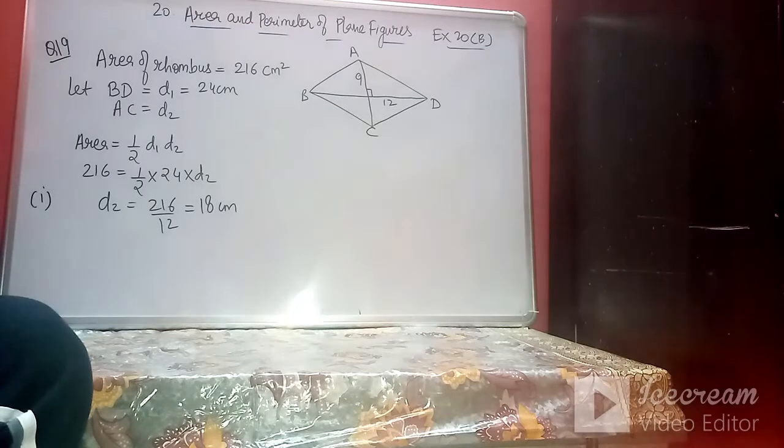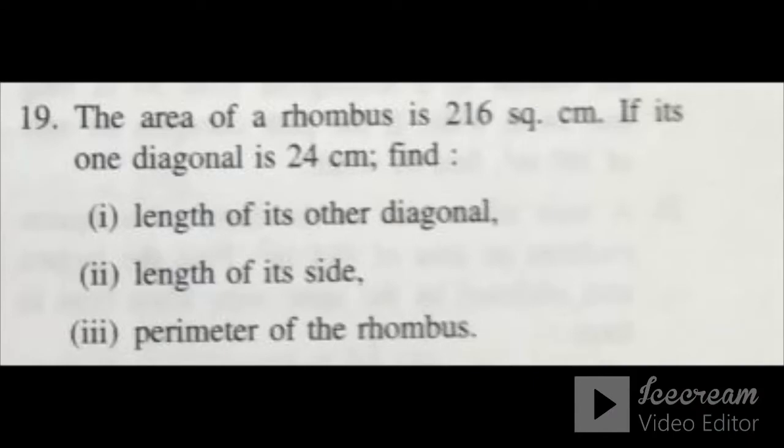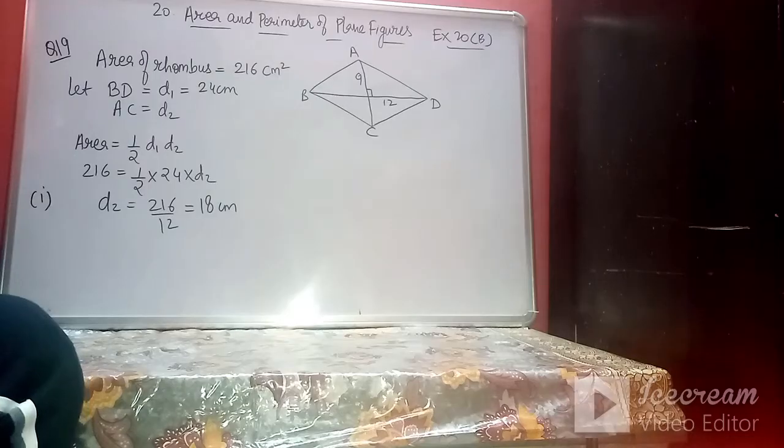So far we have discussed in this exercise till question number 18. Now we will discuss question number 19. The area of rhombus is 216 square centimeter.